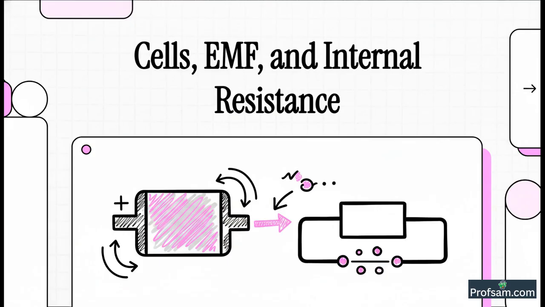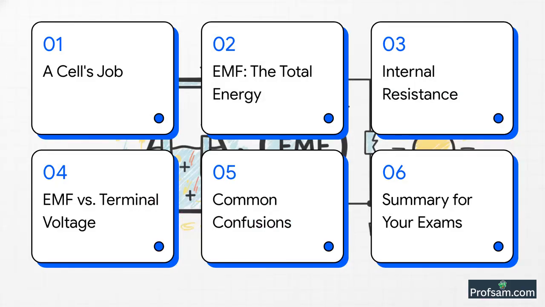Today, we are going to tackle a very, very important topic from your Unit 3 Current Electricity. We're talking about cells, EMF, and internal resistance. Now, I know this can seem a little confusing, but trust me, we're going to break it down so simply, it will be crystal clear and absolutely perfect for your exams. So, let's get started.